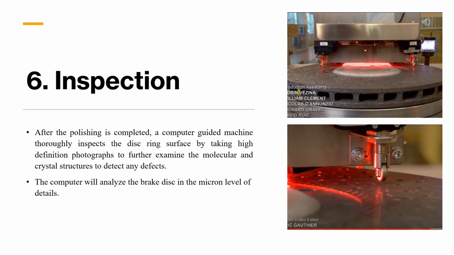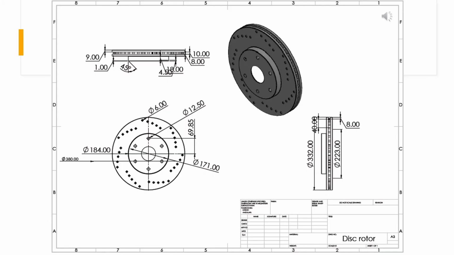After the polishing is completed, a computer-guided machine thoroughly inspects the disc ring surface by taking high-definition photographs to further examine the molecular and crystal structures to detect any defects. The computer will analyze the brake disc at the micron level of detail. This is a technical drawing of the brake rotor, and all the dimensions are stated in the drawing.